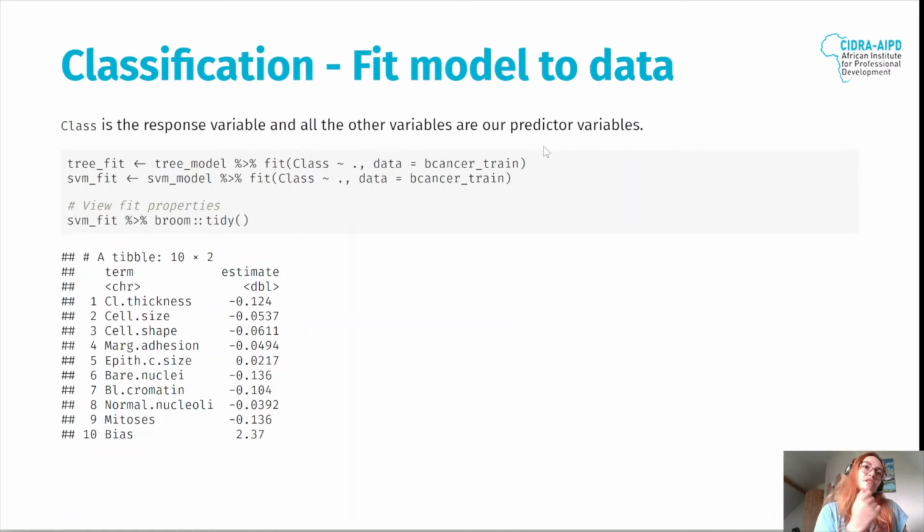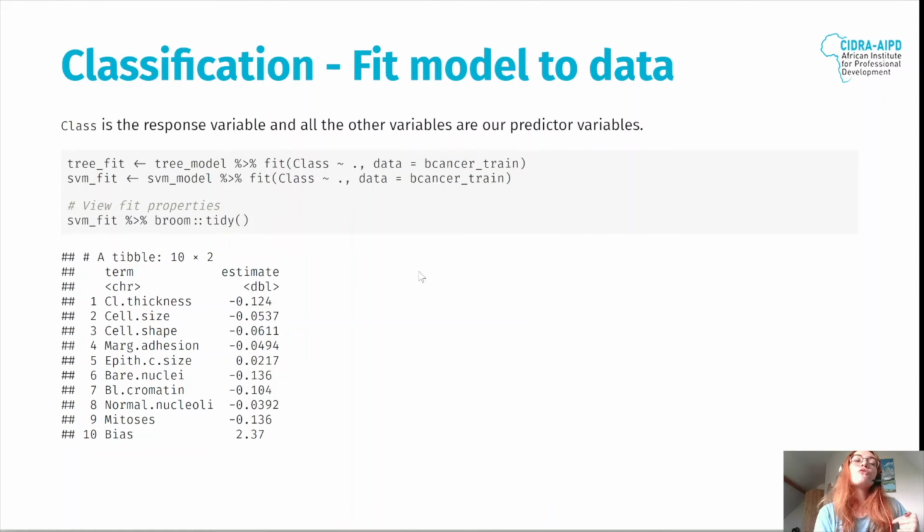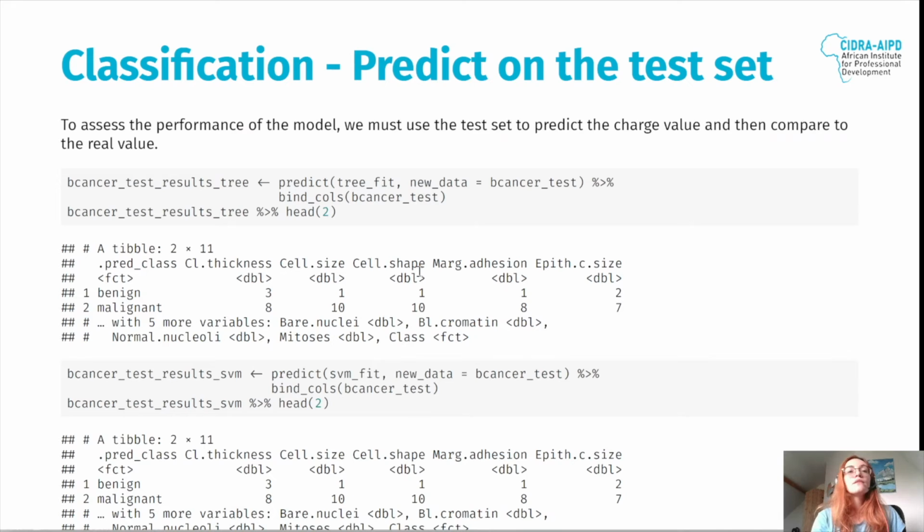When we see, for example, the SVM, the estimates of the model, we have the values here. You can see the same for the decision tree. If you want, you can view the model properties. You can see that it's the same recipe as the regression, but now with the classification problem in mind. So once you train the model, you predict on the test set.